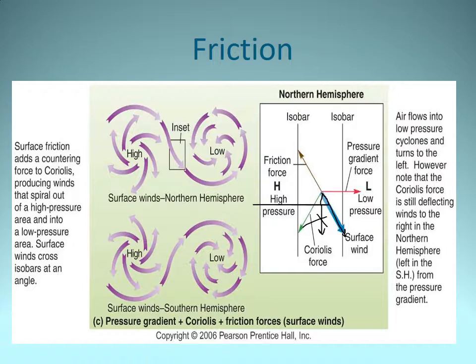And around centers of highs and lows, we have air that still moves counterclockwise, but it spirals into a low. Air spirals out of a high clockwise. And then in the southern hemisphere, air spirals into the low clockwise and out of a high counterclockwise. So this is an example where we add pressure gradient force, Coriolis, and friction all together to create surface winds.